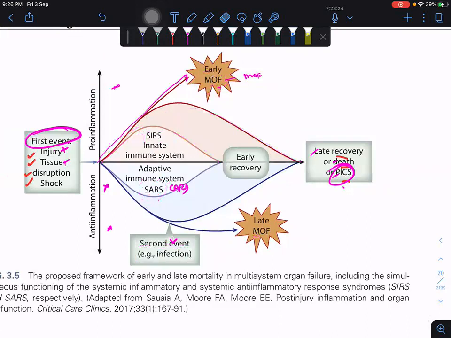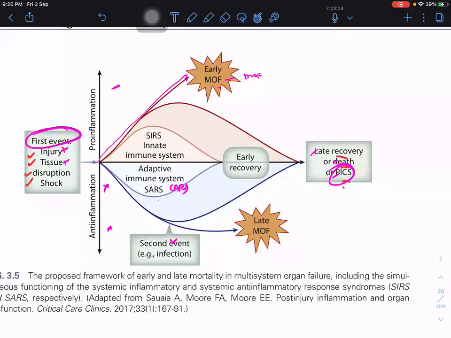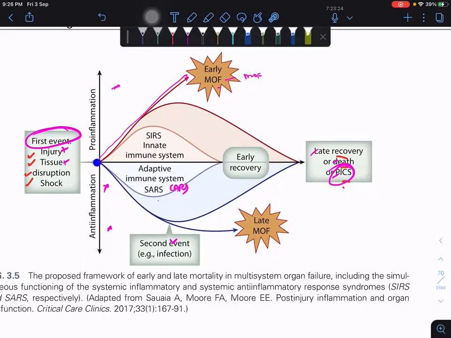What I am trying to tell you here is, suppose the patient has inflammation, they go via this pathway, SIRS. If they are not going here also, they will go here, PACS.